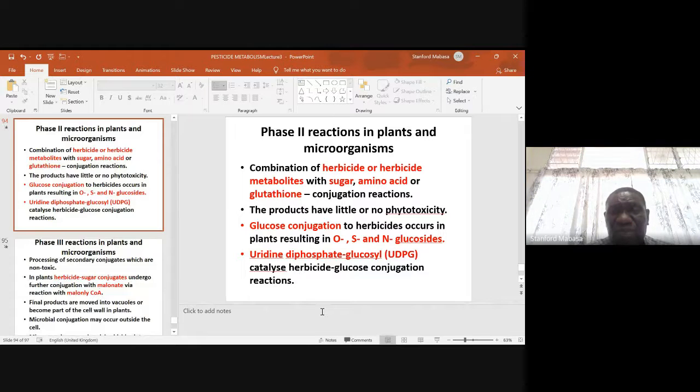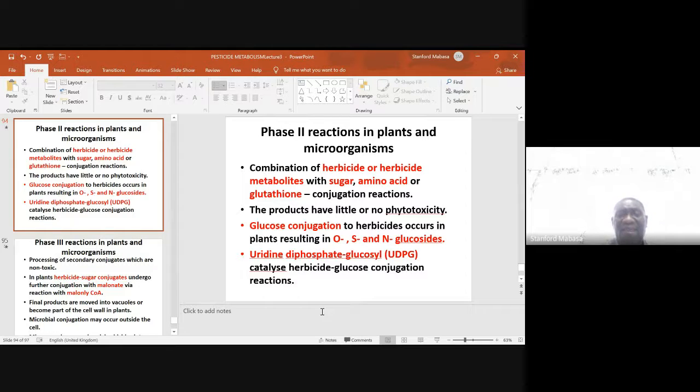Now, in phase 2, we were having the role of sugar, amino acid, glutathione. It could be also glucuronic acid. And you are having conjugation reactions with either glucose or glucuronic acid. And UDPG is actually donating glucose.